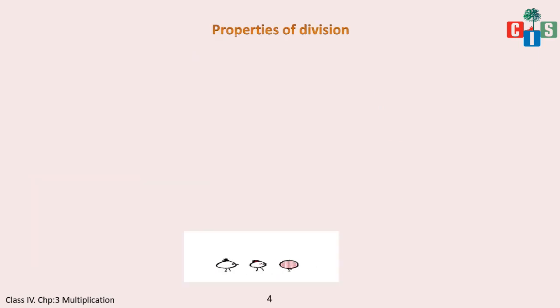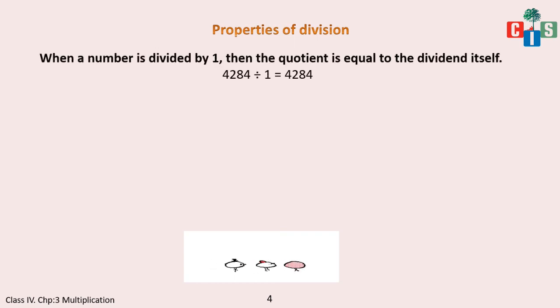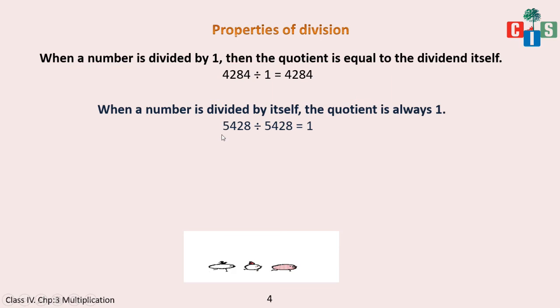Moving on to the next topic, that is properties of division. The first property, let's see the example first. The sum is 4284 divided by 1. So how many times does 1 go into this number? Obviously, this many times. So it will be 4284. So when a number is divided by 1, the quotient is equal to the dividend itself.